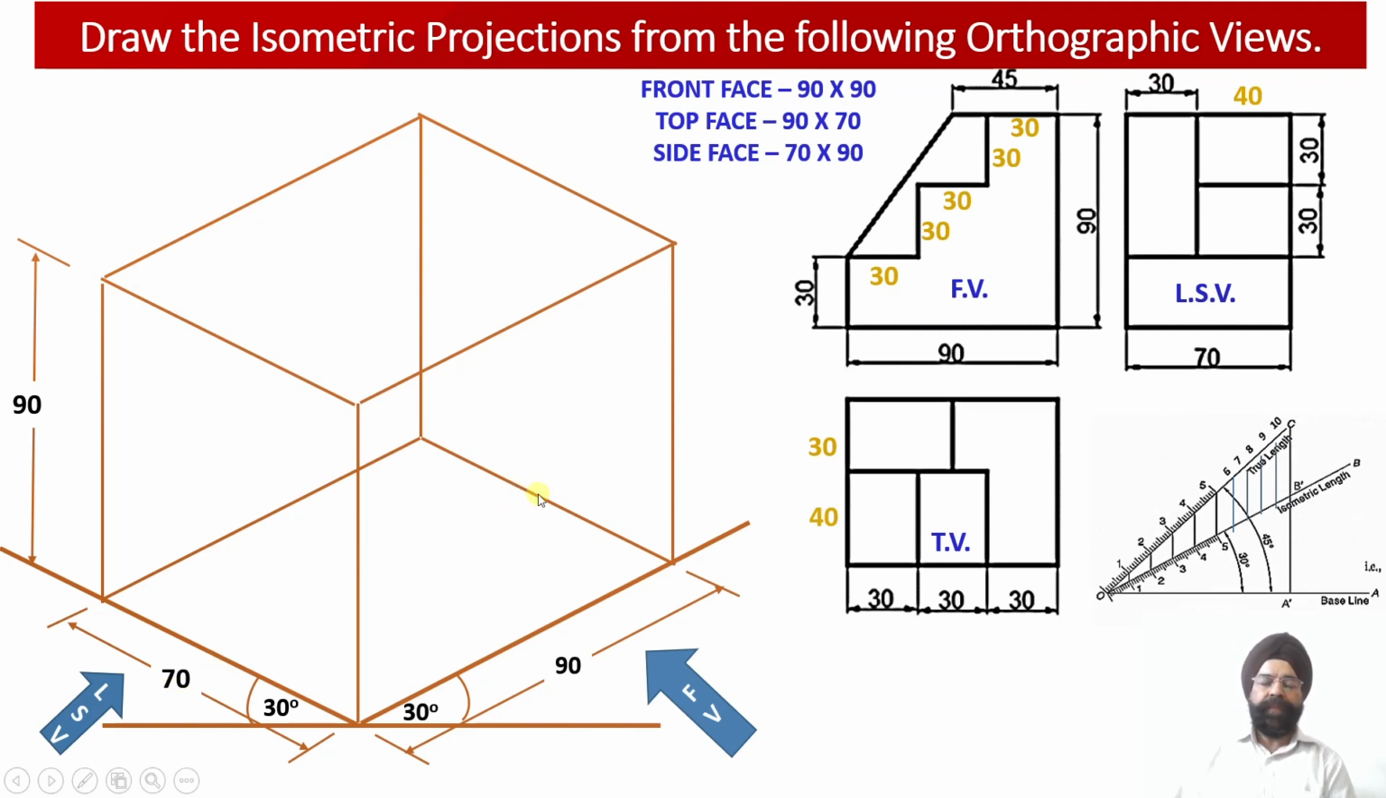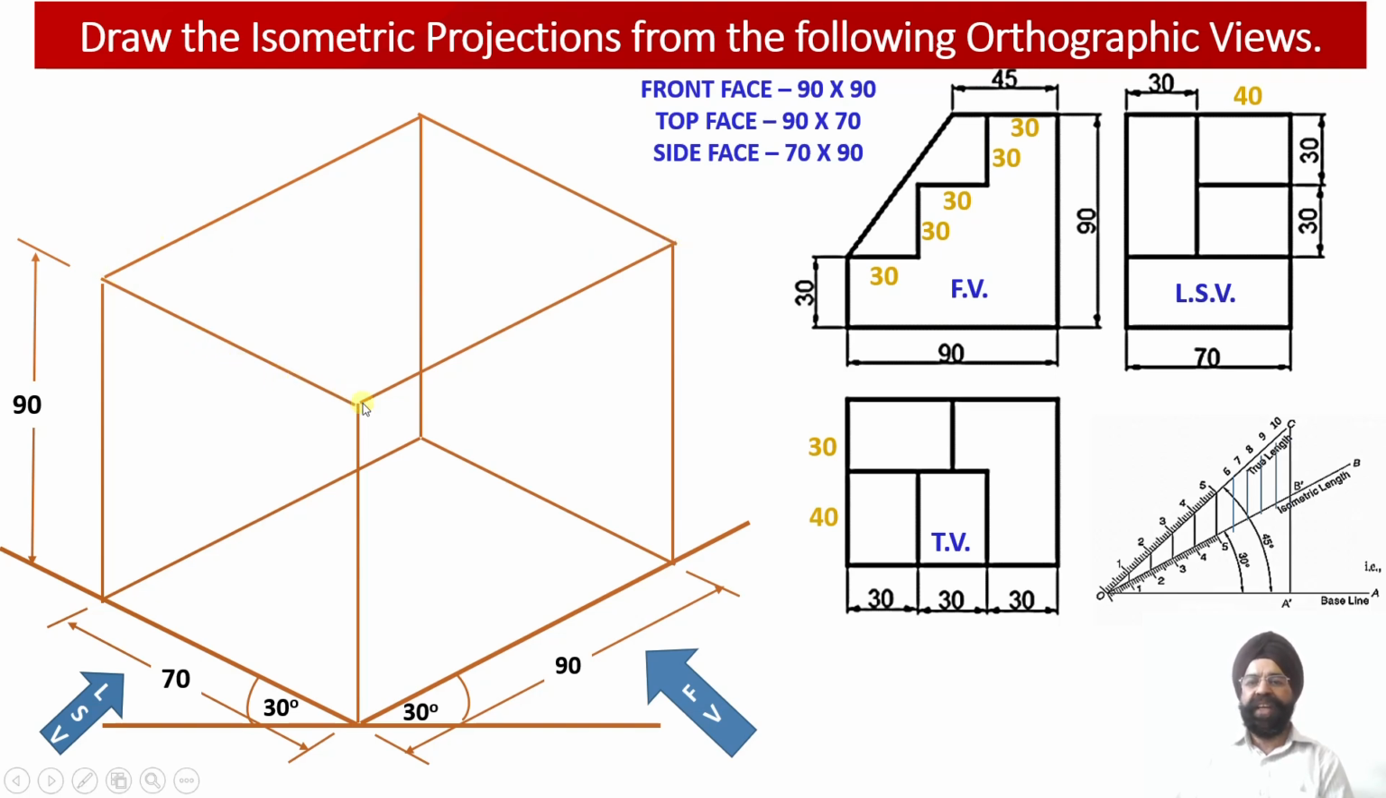So with this, we have been able to obtain a rectangular prism which is going to contain all these three faces of the solid. The left hand side face is 70 millimeter by 90 millimeter. The front face is a square, 90 millimeter by 90 millimeter, and this is the top face, having the dimensions 90 millimeter by 70 millimeter over here.